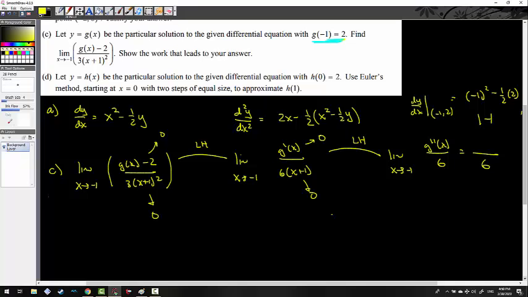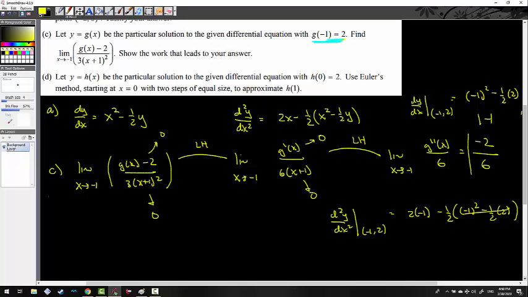So let's find out our second derivative's value at negative 1, 2 again. So we are going to have 2 times negative 1 minus 1/2 times negative 1 squared minus 1/2 times 2. And again, just like last time, this guy's going to go to 0, so he's all gone. So I end up with just negative 2.